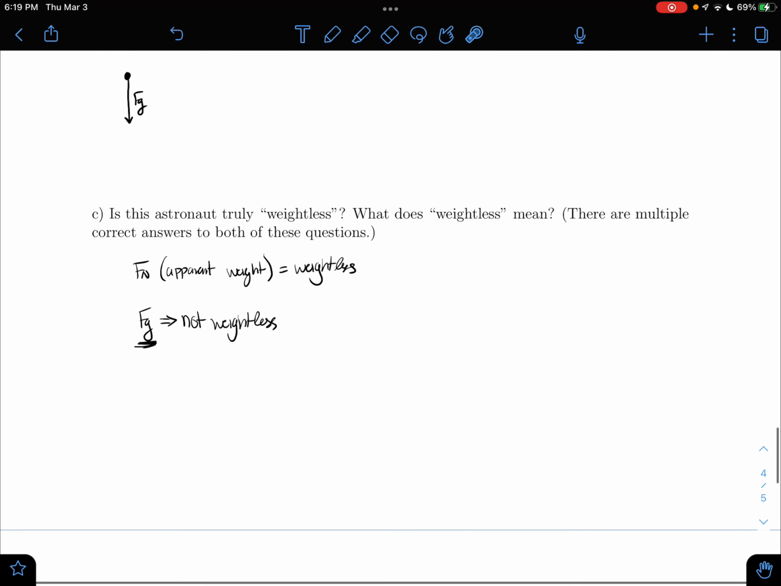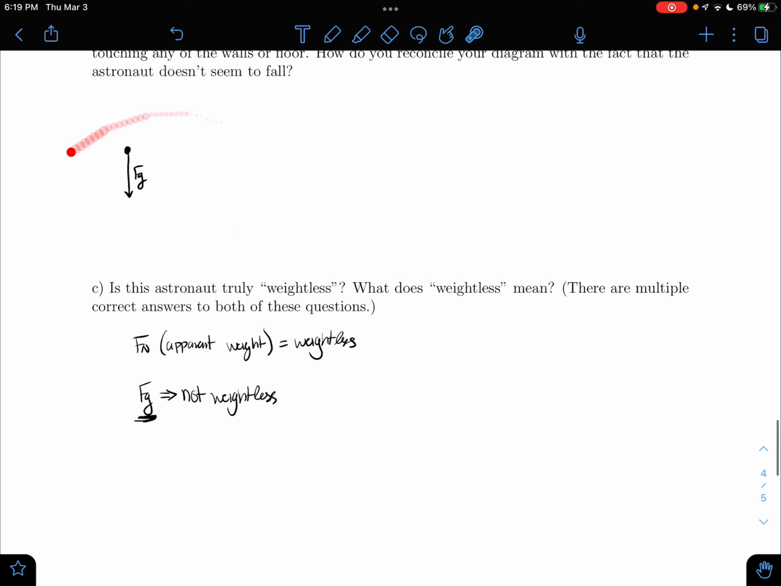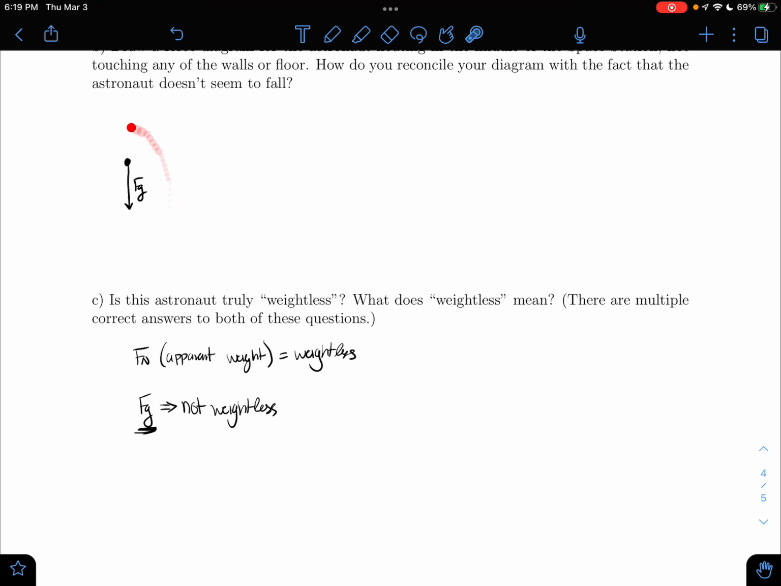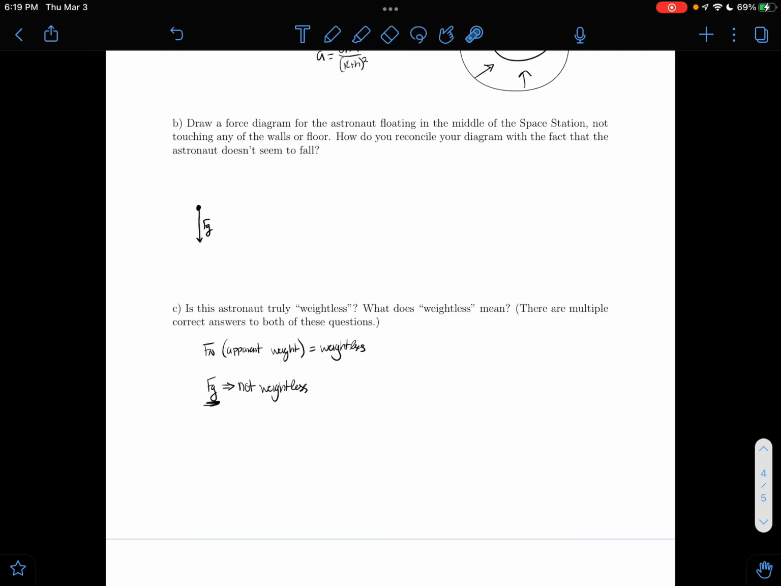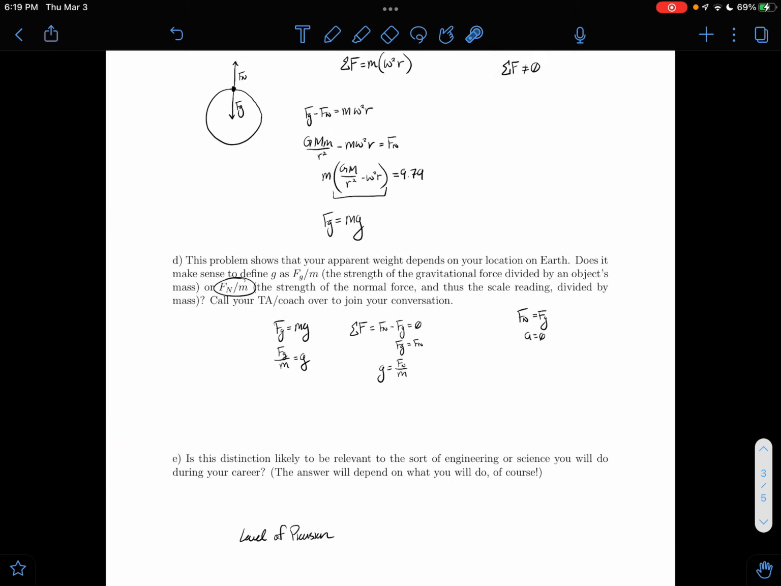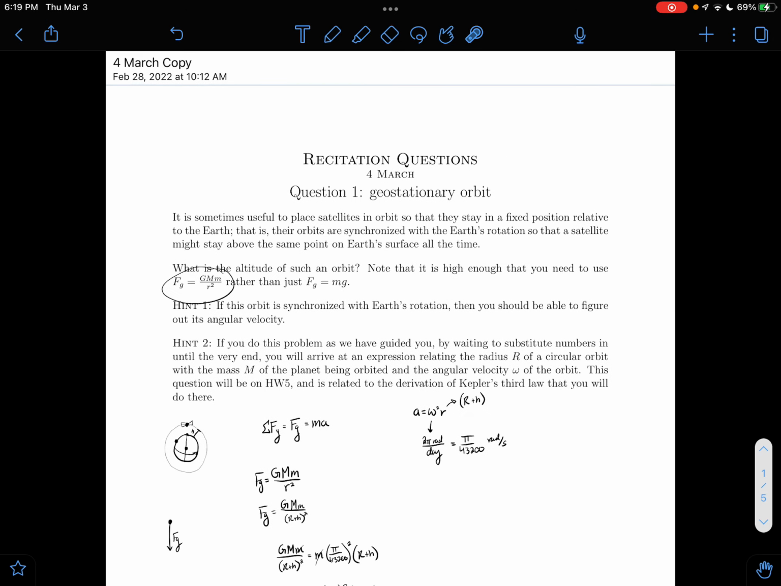Meaning that in orbit, our astronaut is not going to be weightless because we still have a force from gravity. But we don't have a normal force because we're still accelerating, so we don't need anything to cancel that out. All right. Well, I hope you found this video at least a little bit helpful.